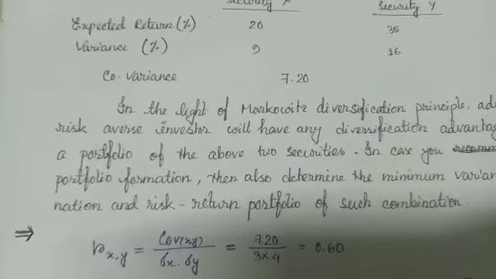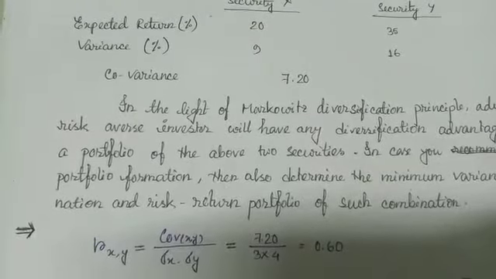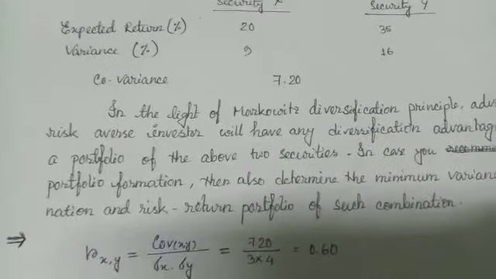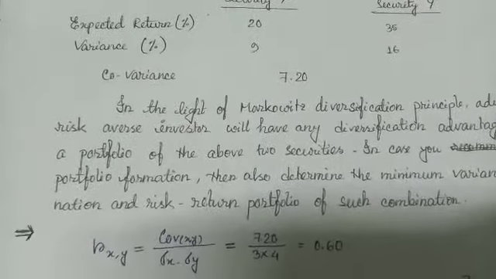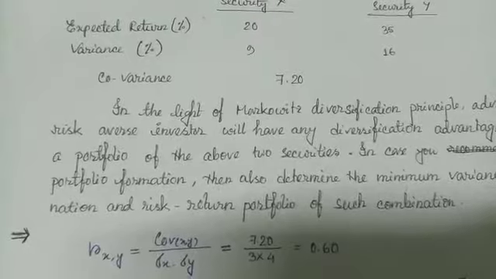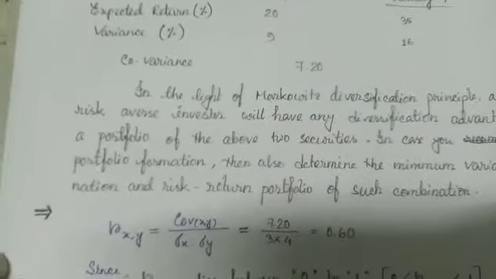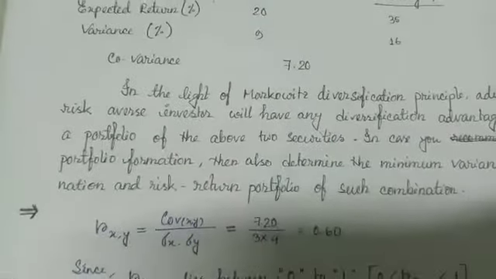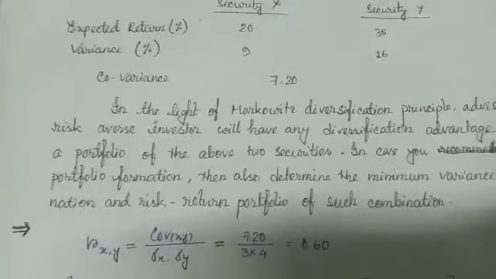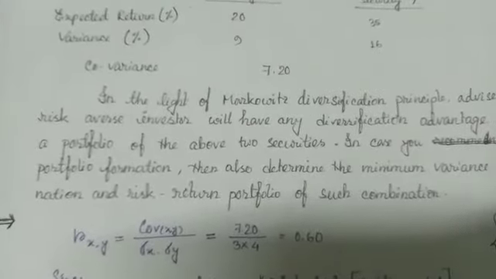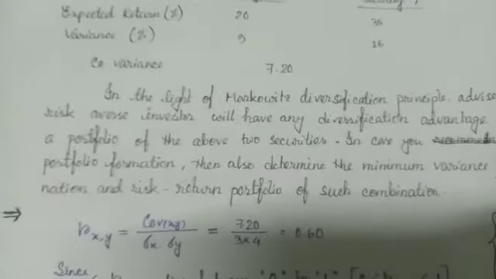So here the proportion comes to 7.2 divided by 12, that means 0.6. So here the correlation coefficient between security X and security Y, which measures the risk of holding two securities together in relative terms, comes to 0.6, which explains that if the return of security X increases by 1%, then the return of security Y will also increase, and it will increase by 0.6%.